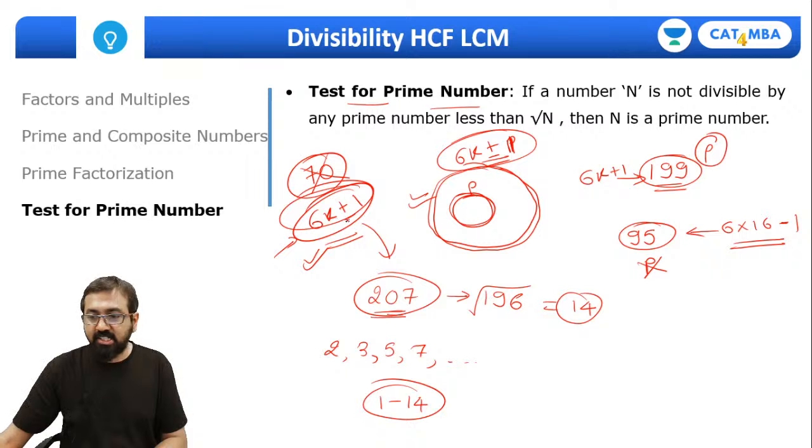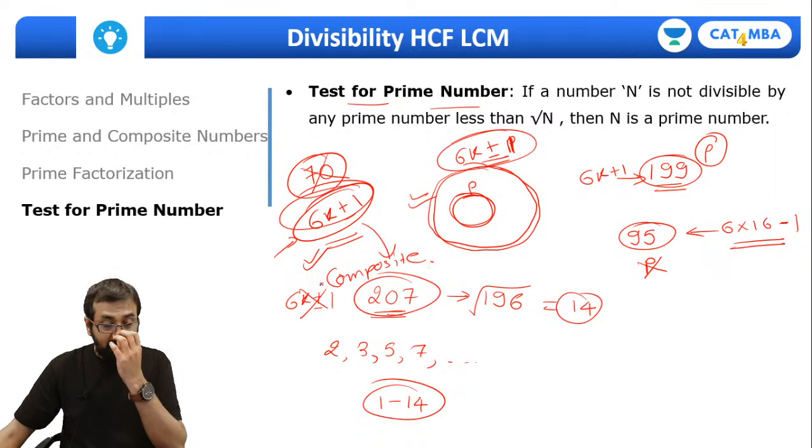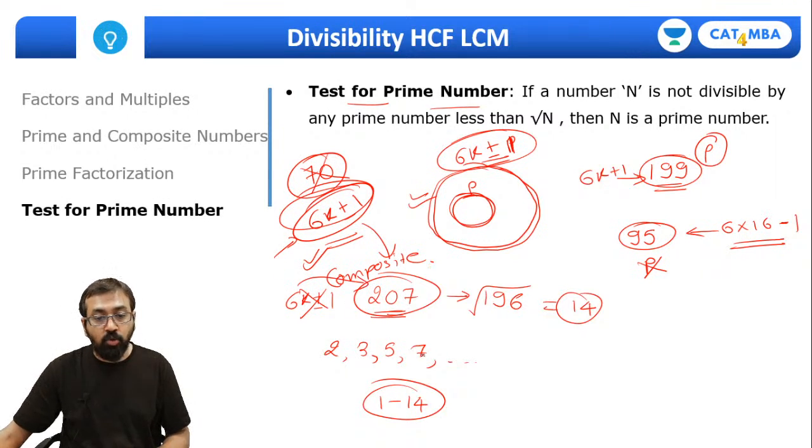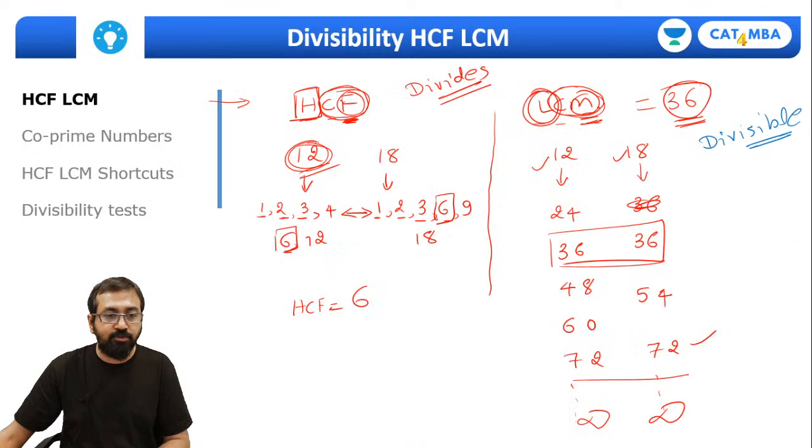Okay, so here Rajat is saying 6k plus or minus 1 got failed. 6k plus or minus 1 is not working. That means this number is not a prime number. It has to be a composite number. Correct. Right, but even if this test works, then you can go to the second step and check for this. So I hope you have understood this test for prime number.